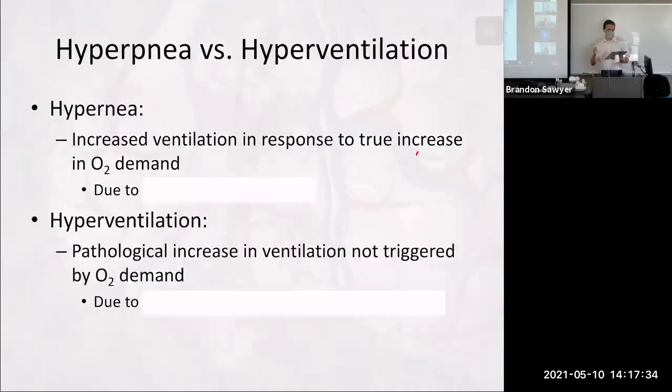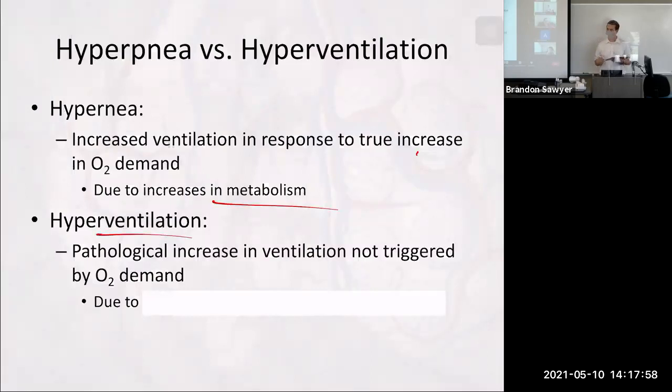Okay. All right. So a couple terms, definitions here. Hypernia versus hyperventilation. Hypernia is increased ventilation in response to an increase in O2 demand. So this would be like in response to increases in metabolism. So when you start exercising, for example, your metabolism increases and you need to breathe more. So that's just a normal increase in breathing.